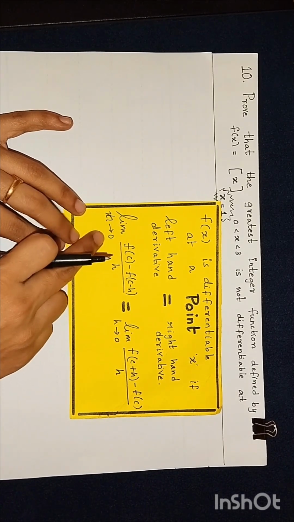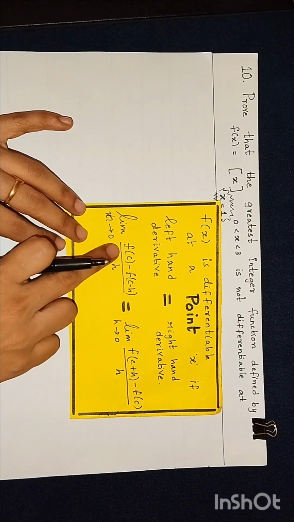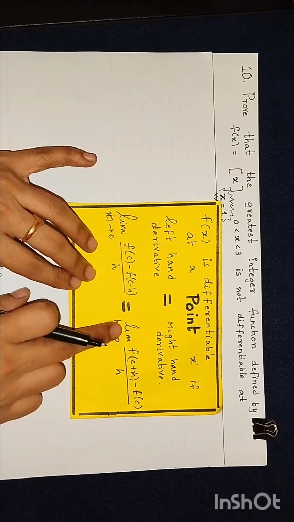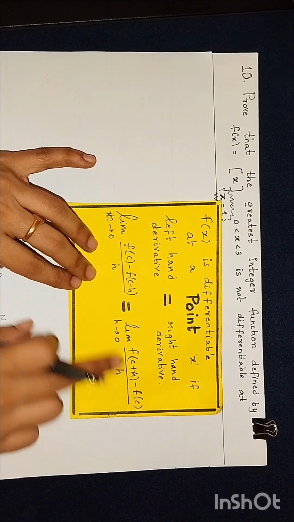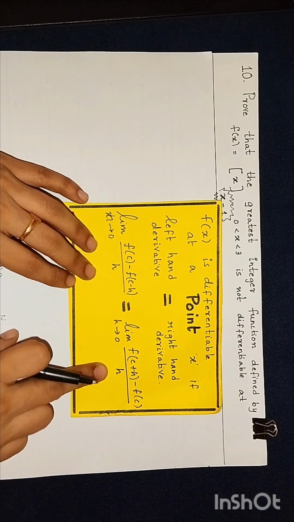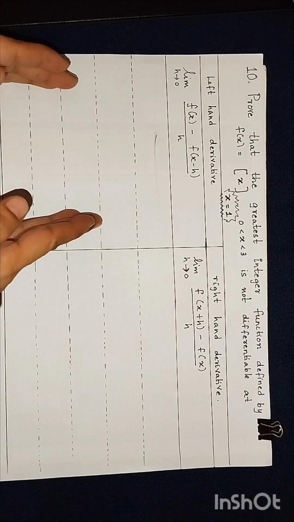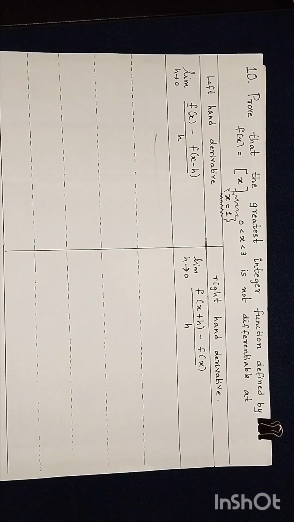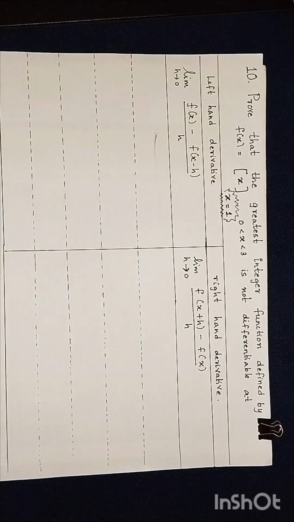So here, limit h tends to 0, f of c minus f of c minus h by h is equal to limit h tends to 0, f of c plus h minus f of c by h, where the value of x is c. So here we will prove for the left hand derivative and here the right hand derivative. But before that, let us first analyze what the greatest integer function is, which we studied in class 11.